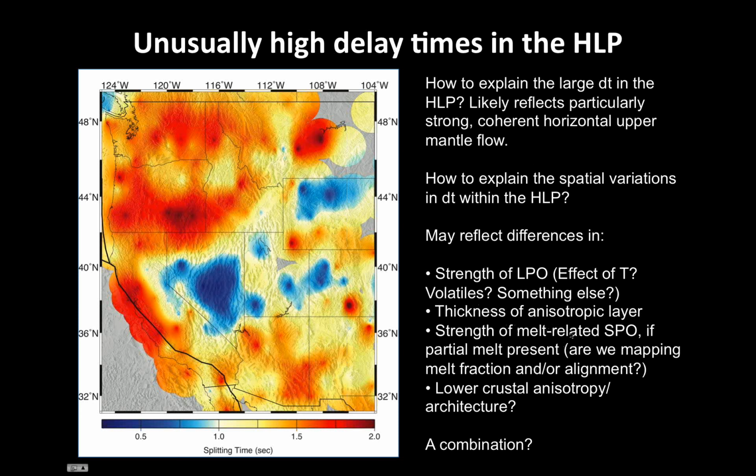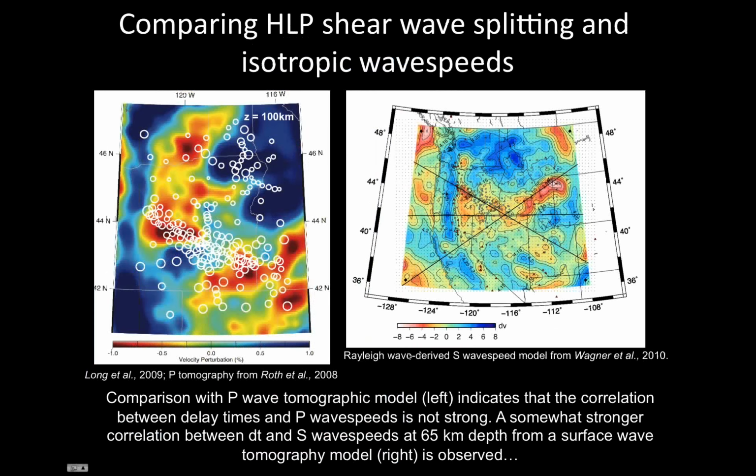An intriguing possibility is that we're looking at melt-related shape-preferred orientation. Perhaps there's a contribution from crustal anisotropy or frozen anisotropy in the lithosphere, or maybe it's a combination. So I'm going to go through each of these possibilities in a little bit of detail. Before I get to that, I want to bring in some constraints from a few other types of models which might help to shed light on this.